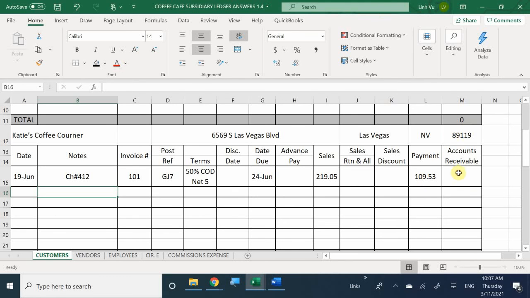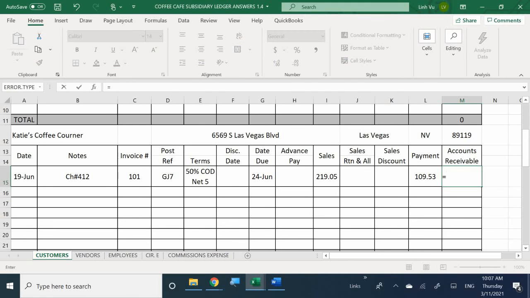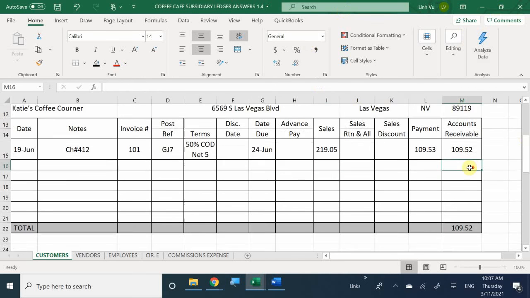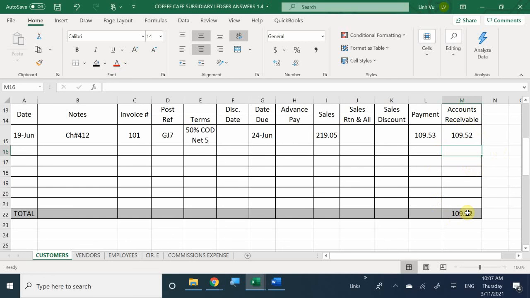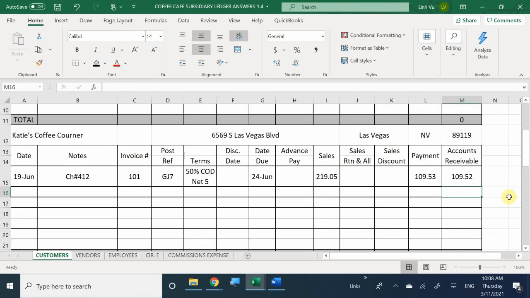Okay? So in this case, in my little box here for accounts receivable, it's going to be generally the same exact formula, except, in context, it's a little different. It's going to be your sales amount minus any advanced payments, minus any sales returns, minus any discounts, and lastly, minus any payments. So in this case, if I press enter, she still owes us 109.52, which is correct. That's under the accounts receivable. That's exactly what she owes. And there should be a formula down here saying, in grand total, Katie owes me 109.52.